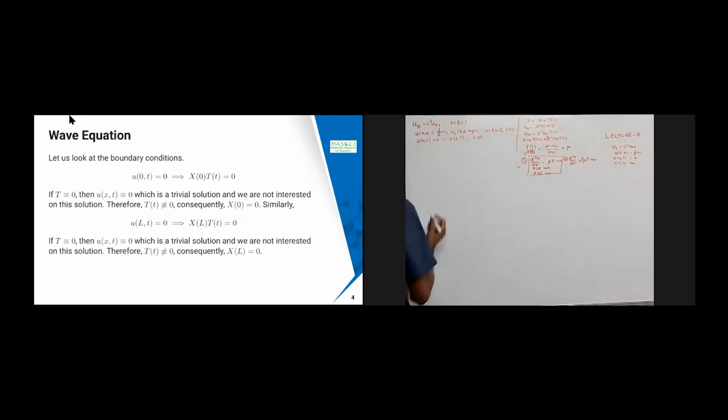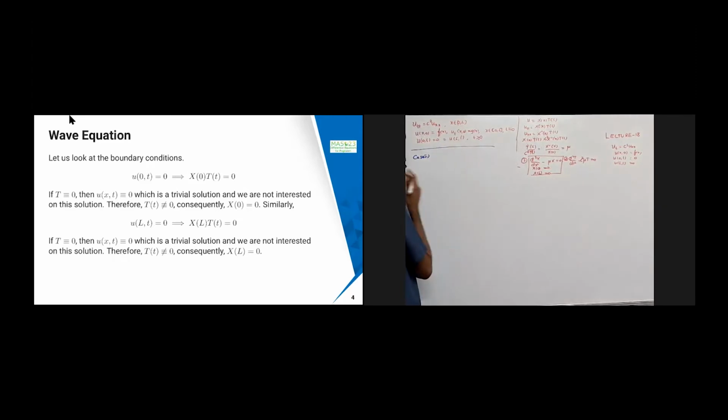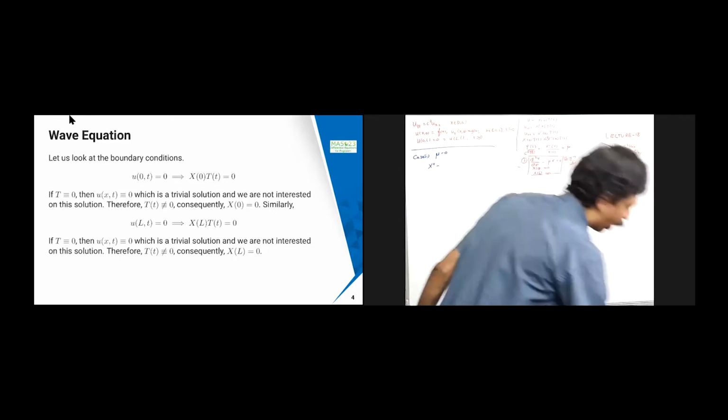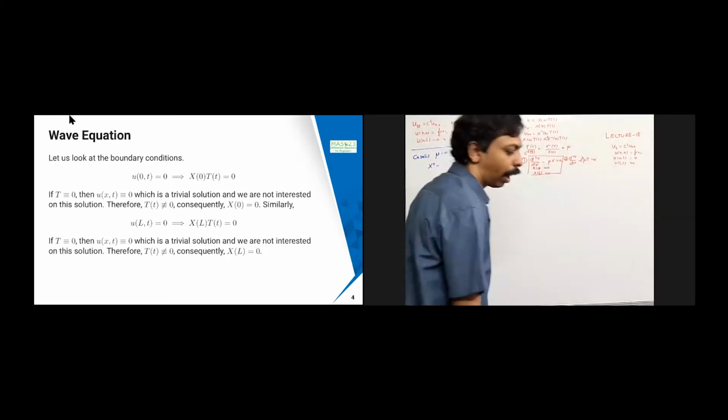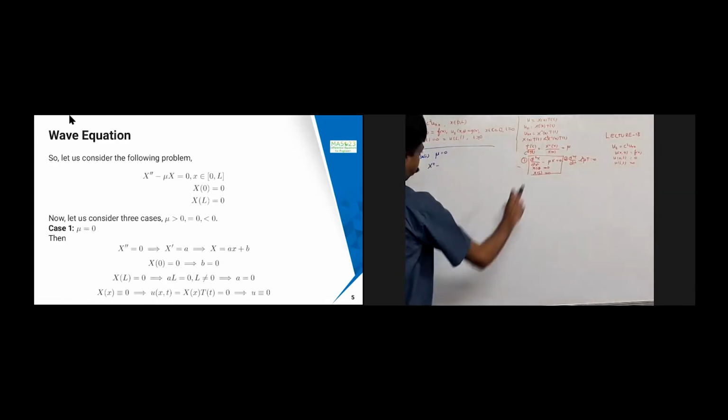Now I'm going to use this problem, case 1. We are going to discuss case 1, case 2, and case 3. I'll write d square X by dx square as X double dash itself. I'm going to consider three cases: nu equal to 0, nu greater than 0, and nu less than 0, the same way we did in the last class. So first consider nu equal to 0.